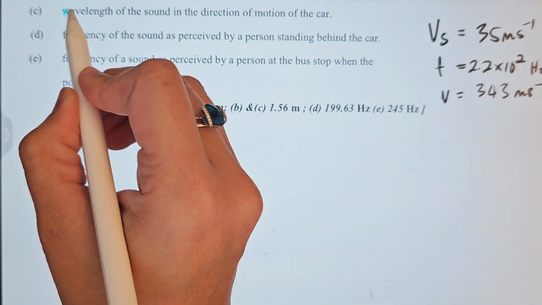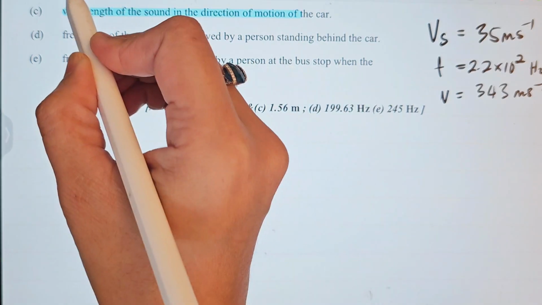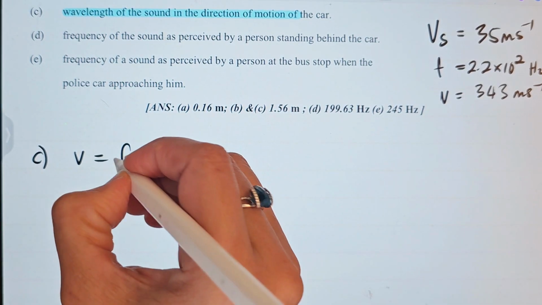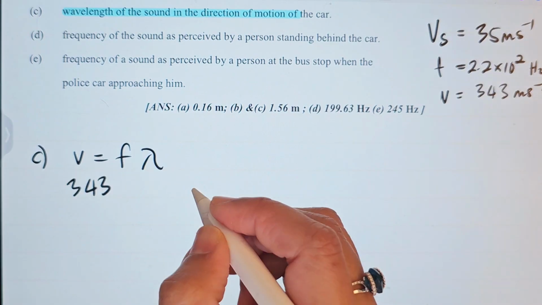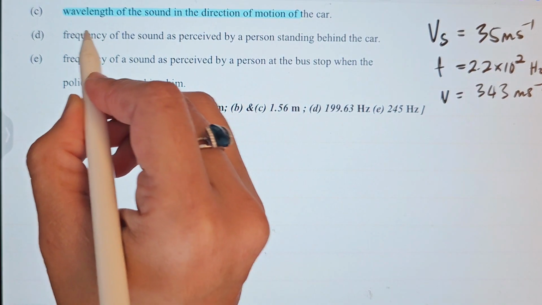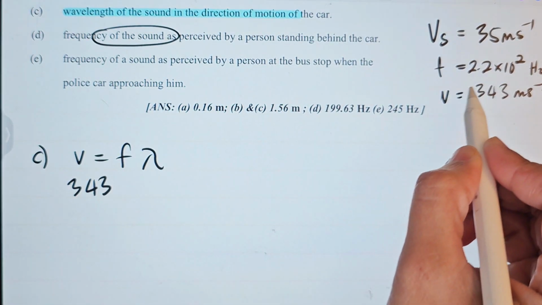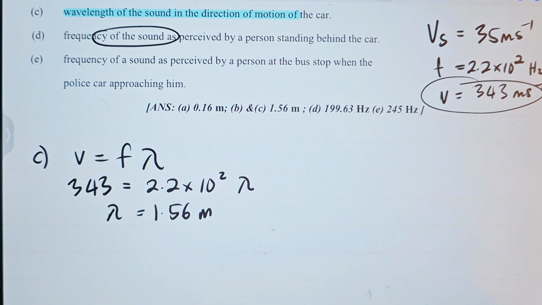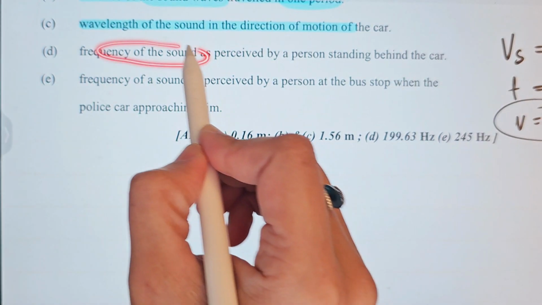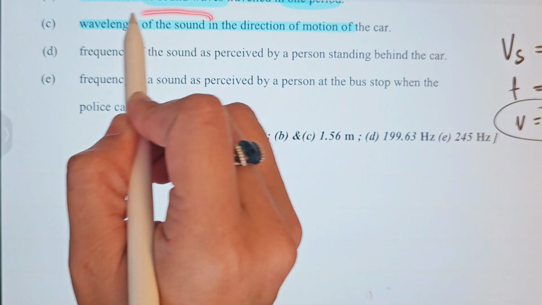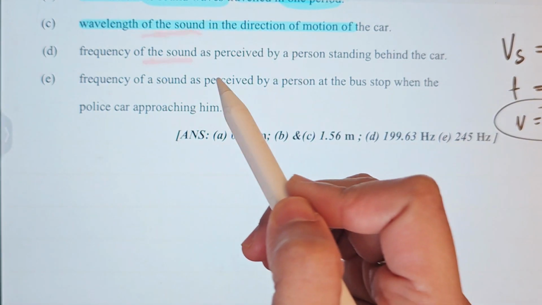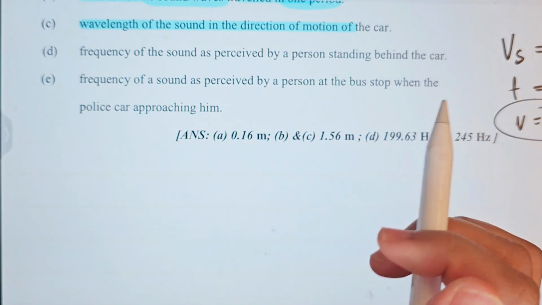Question C is asking for the wavelength of the sound. So this one is quite straightforward. We're going to use V equals f lambda. Remember, we're going to use this frequency of the sound, hence we're going to use this one. And this is our lambda. Just now, I was pointing to this part here, when in fact it was this part, but luckily it was the same, which is the lambda of the sound and the frequency of the sound.